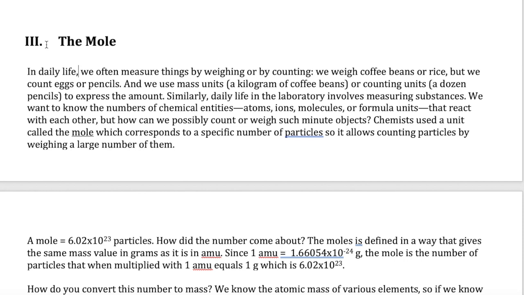And start with the discussion of the mole, which is a really useful unit that we use to interconvert between things that we can measure, like masses and volumes, to things that we cannot actually measure, which is the number of particles.